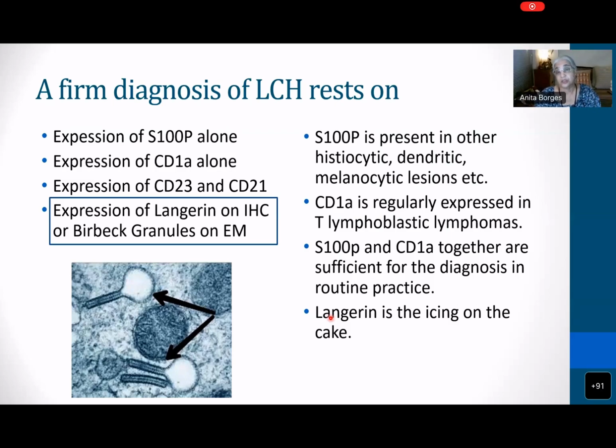They're actually indentations of the cytoplasmic membrane, as you see, as it goes in there. You may or may not have Langerin, not everybody has Langerin, and I think that Langerin is just the icing on the cake. But if you have S100 protein and CD1A together, they're usually sufficient for the diagnosis in routine practice. And I'll tell you when you have to be careful about just using these two together. You can't use them alone because S100 protein is present in so many other cell lineages, and CD1A, I'm sure you may not be aware of it, is regularly expressed in T lymphoblastic lymphomas.